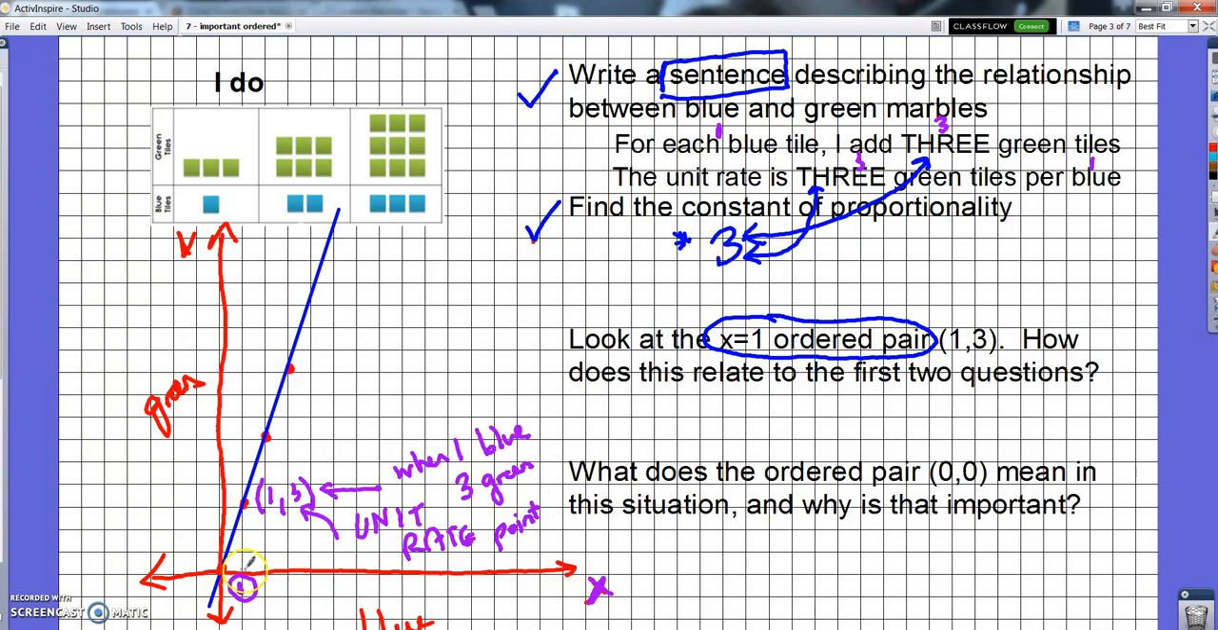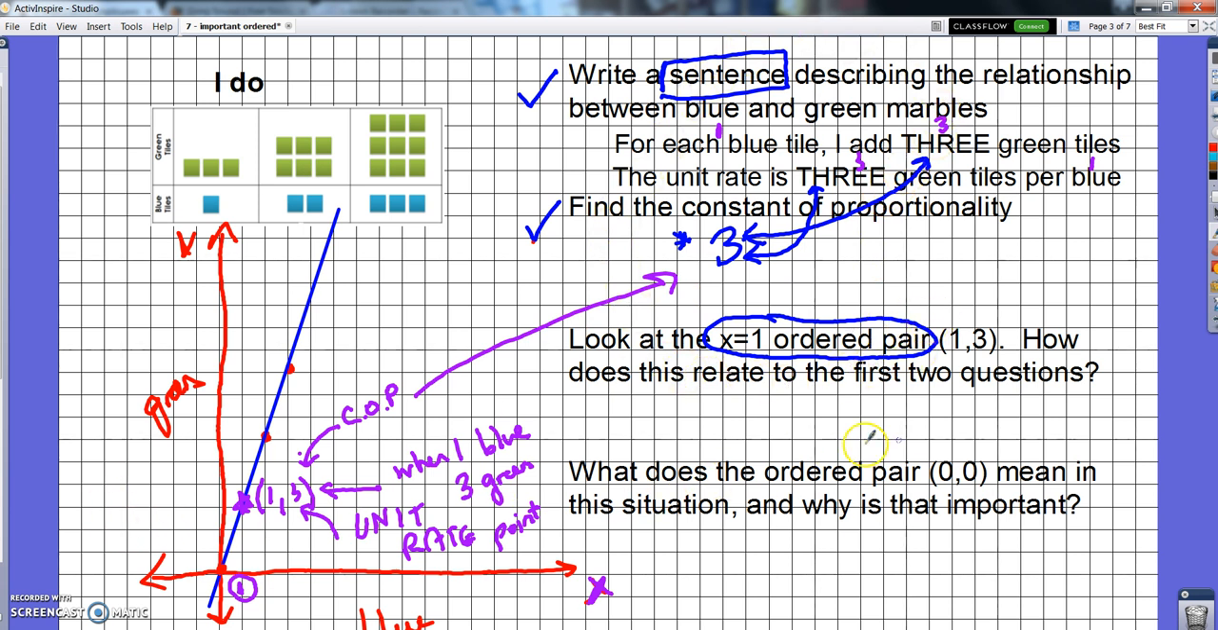If I look at that x equals 1, I get all the information about the problem, which is pretty cool. The constant of proportionality is in there. The 3 is the constant of proportionality. It's the ratio. It's the unit rate. Everything is in this one magical point there. So always finding your x equals 1 point is really cool and tells you a lot of neat information about the problem. It all ties together.